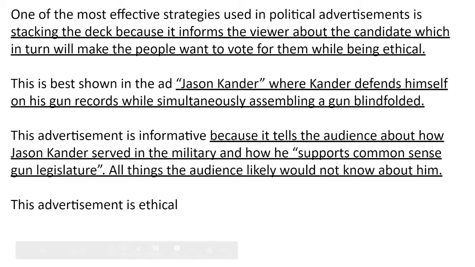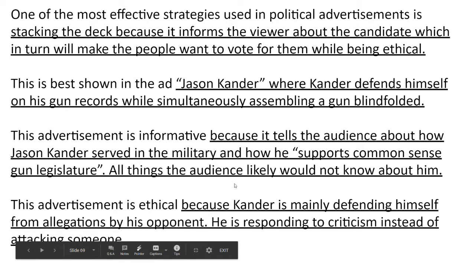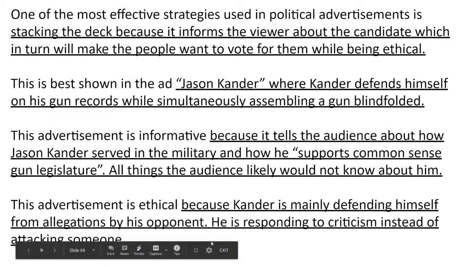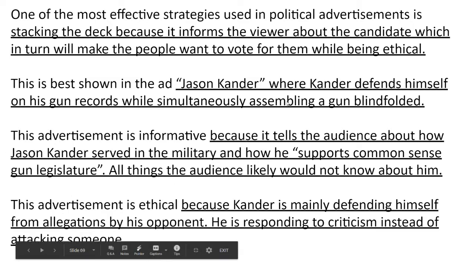I'm a mistake myself. So this advertisement is ethical. And it's ethical because Kander is mainly defending himself from allegations by his opponent. He is responding to criticism instead of attacking someone. This is typically the easiest thing to find out. If they are attacking their opponent or using something rotten in their past or something extremely personal, it's probably not an ethical advertisement. So do keep that in mind.